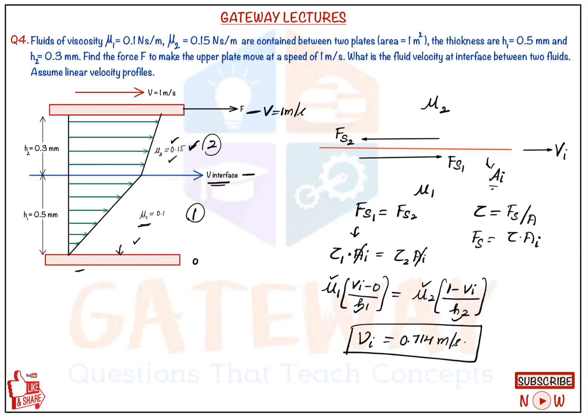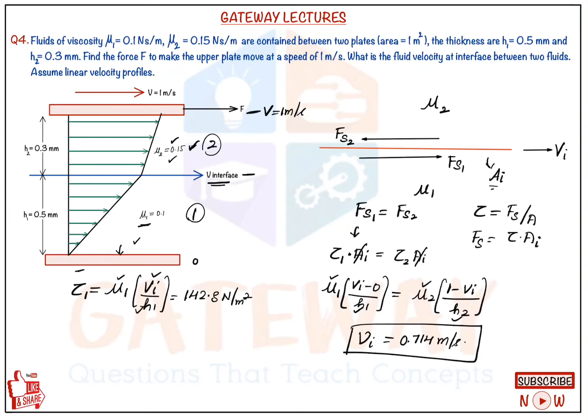Now you can calculate any shear stress, because we know in a linear velocity profile the shear stress is constant all over. So you calculate any value, either tau 1 or tau 2. Here I am taking tau 1. So mu1 into Vi upon H1. Mu1 is known, Vi is known, H1 is known. From this we will get the value of tau as 142.8 Newton per meter square.